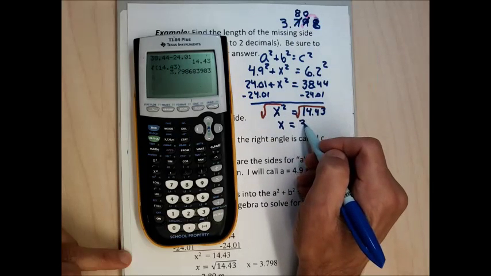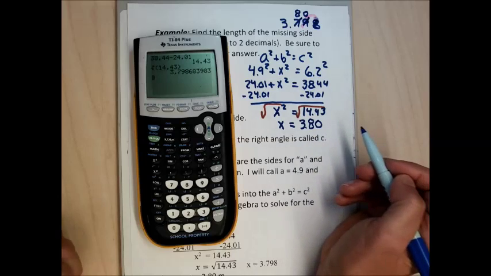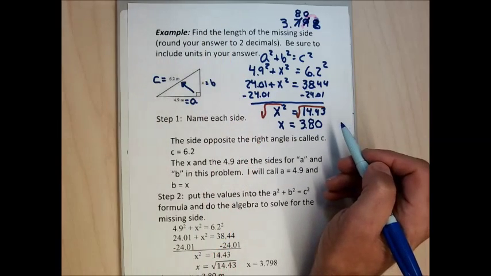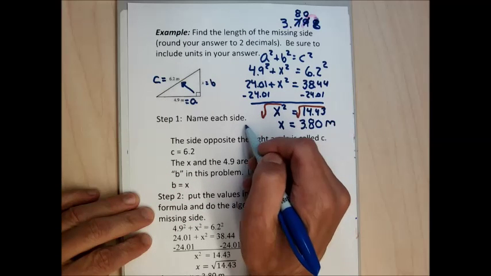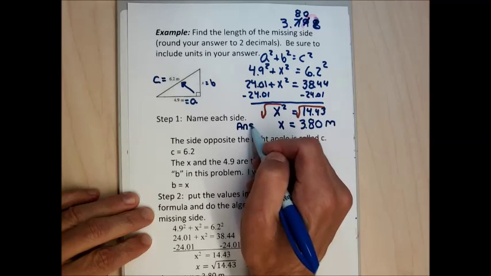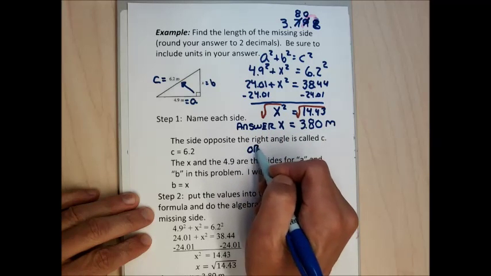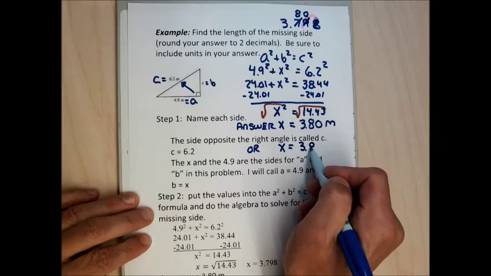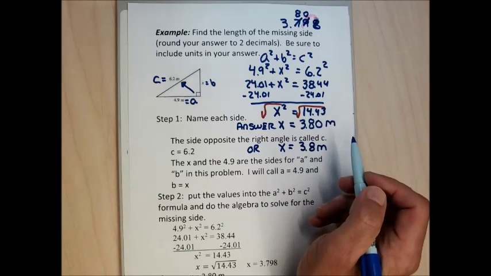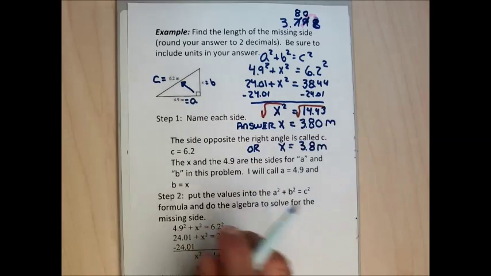So I'm going to say this is 3.80, or just 3.8. And the units of the sides here are in meters. So I'm going to say it's 3.8 meters for my answer. But I don't really need to have that second decimal because the second decimal is a 0. It would be equivalently okay to say that the missing side is 3.8 meters, or 3.80 if you want to do 2 decimals.